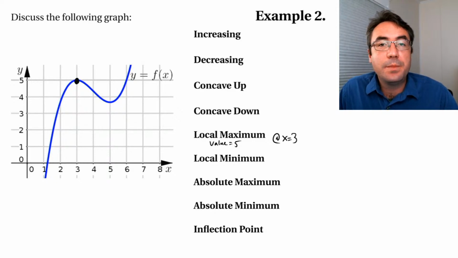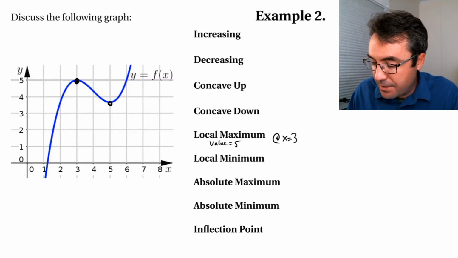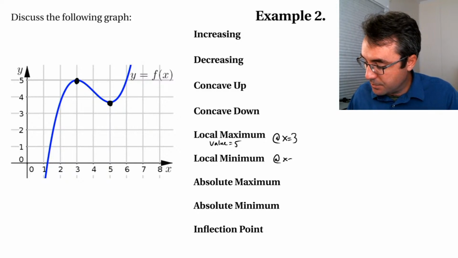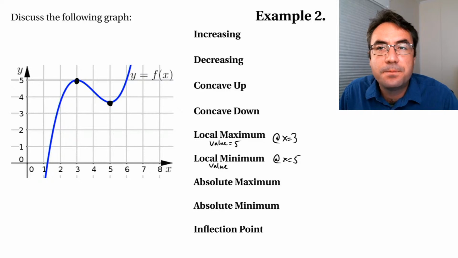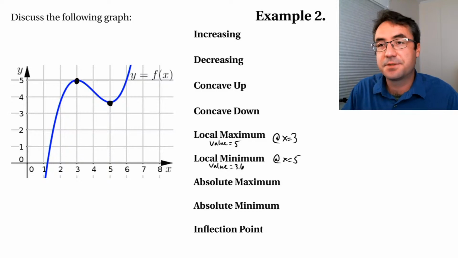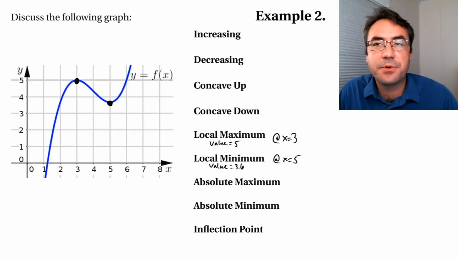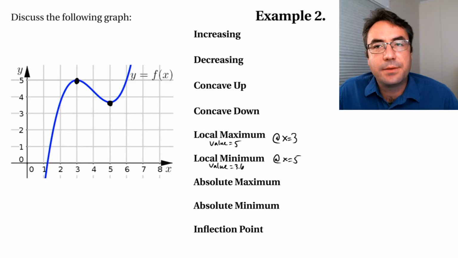Now, what about the local minimum? We see a low point right here on our graph. So that occurs at x equals 5. And the local minimum value there, we kind of have to estimate it. So I might say 3.6. It's a little bit bigger than 3.5. So I'd say maybe 3.6. So that's our local max and local min, just high points and low points on our graph.